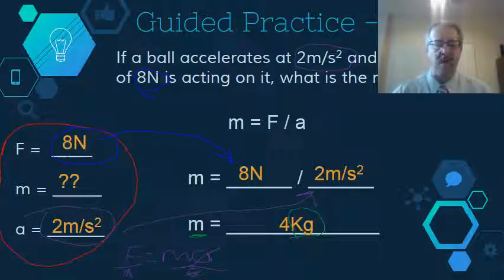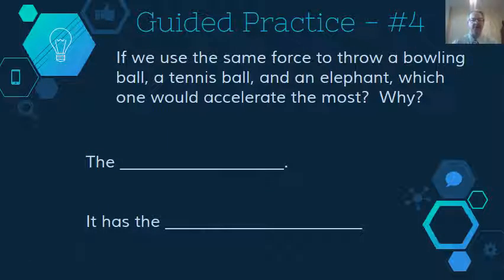Okay, makes sense? All right, let's move on to the fourth and final. We don't have to do math on this one. We just have to think. So if we use the same force to throw a bowling ball, a tennis ball, and an elephant, which one would accelerate the most? And why? Take a minute to think about that. Press pause if you want to. But here comes the answer.